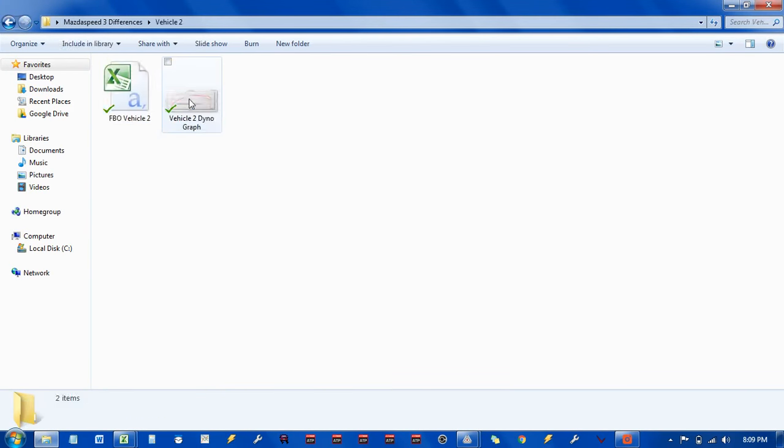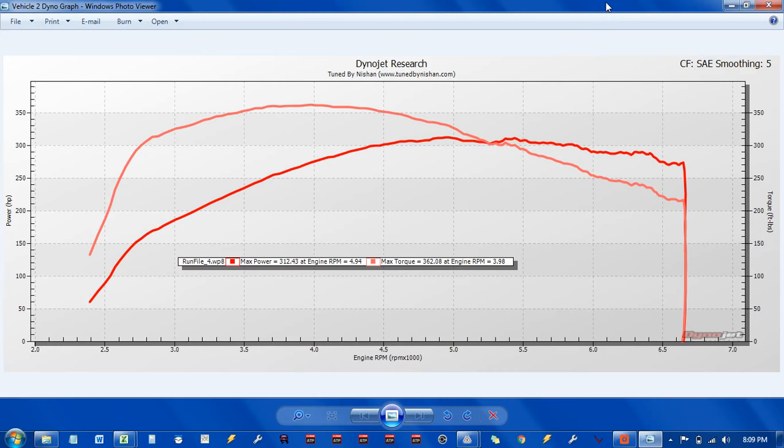Then we have vehicle number 2. This vehicle is on 93 octane, again with near identical modifications, making 312 horsepower, 362 foot-pounds of torque. Now, both vehicles have had these dyno tests performed on the same model and type of dyno, which is a Dynojet 224X, and both power figures have been corrected to SAE standards. Now, the torque numbers are fairly close to each other, within 10 foot-pounds, but the horsepower on vehicle number 2 here is significantly higher, about 32 horsepower higher.